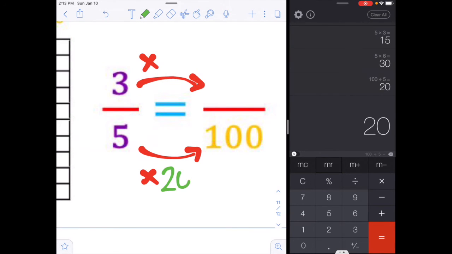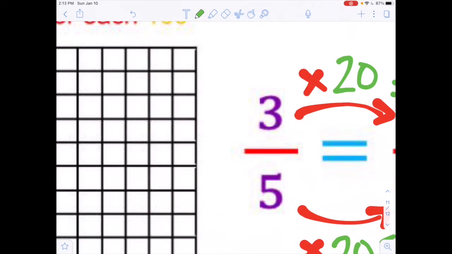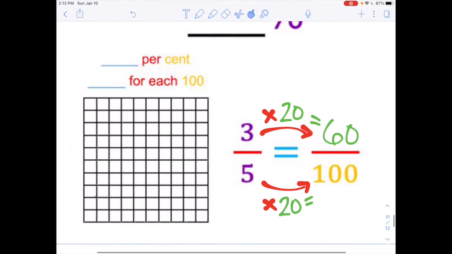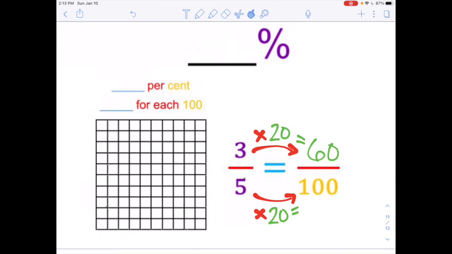I'm going to put that in. 5 times 20, does it really equal 100? 5 times 20, yep. So then I can do the same thing to the top. 3 times 20, pretty sure that's 60, double check. Yep, so that's 60 on top of 100. But because the denominator is 100, this is now set up like a percent.